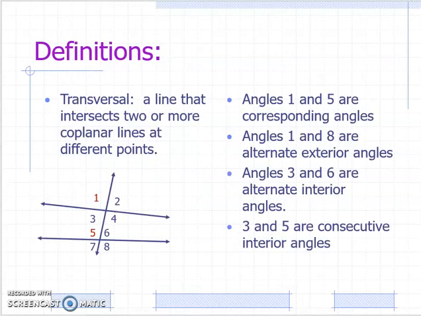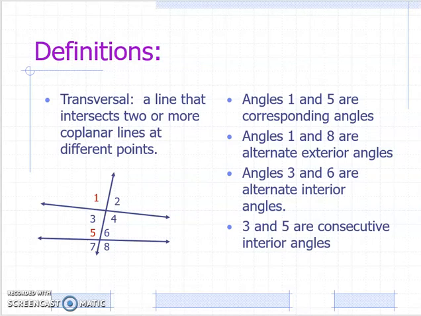All right, now we have 4 more definitions to end today's lesson, and these are definitions of angles that are in pairs. In other words, I'm going to have angle pairs here. I'm going to have 4 different names. I'm going to find corresponding angles. I'm going to find alternate exterior angles. I'm going to find alternate interior angles, and I'm going to find consecutive interior angles.